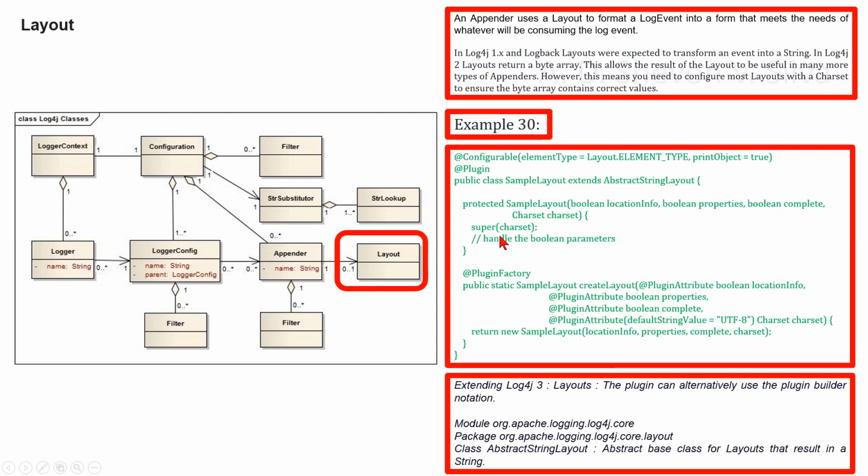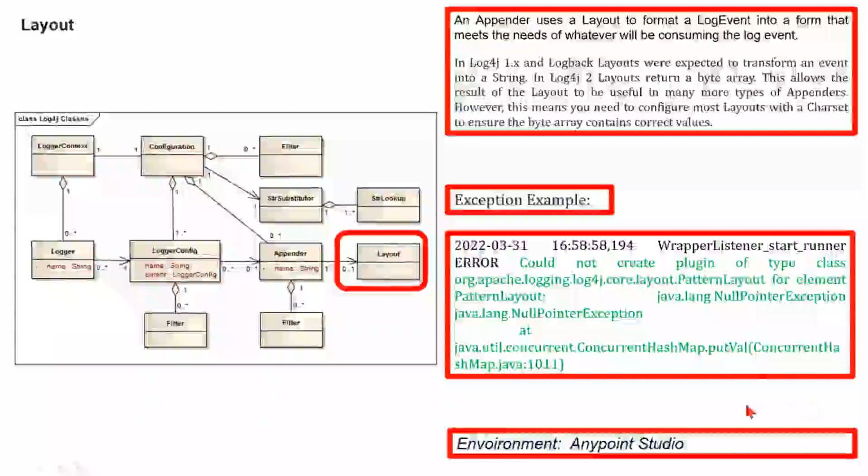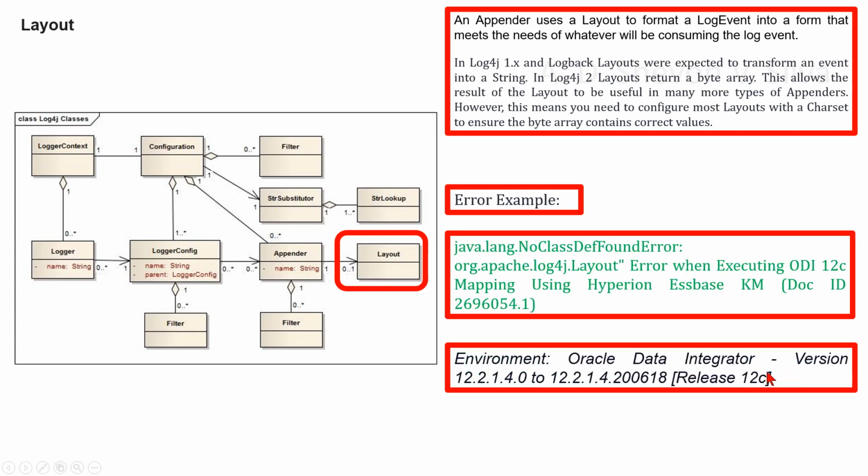Handle Boolean parameters. Example occurred in the environment with AnyPoint Studio. We can consider this: could not create plugin of type class org.apache.logging.log4j.core.layout.PatternLayout for element PatternLayout, java.lang.NullPointerException, etc. As another error example, we can consider this occurred in the environment Oracle Data Integrator version 12.2.1.4.0 to 12.2.1.4.200618: java.lang.NoClassDefFoundError, org.apache.log4j.Layout error when executing ODI LKM mapping using Hyperion Essbase KM.